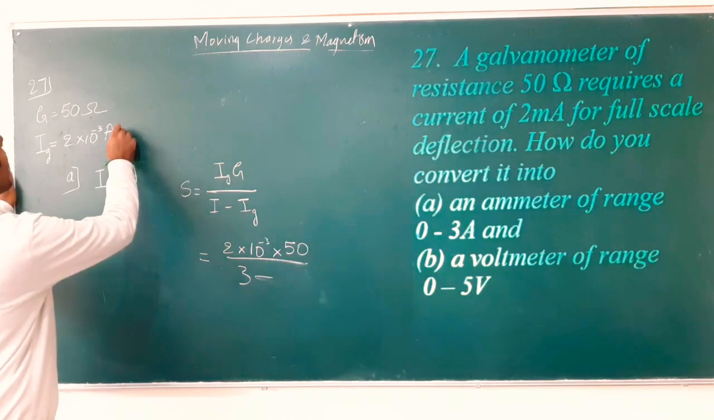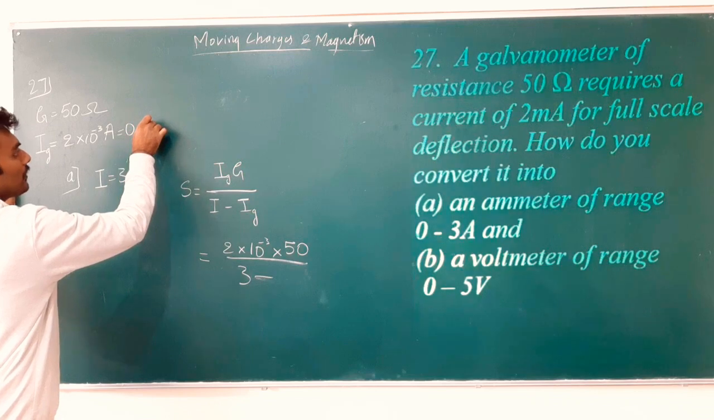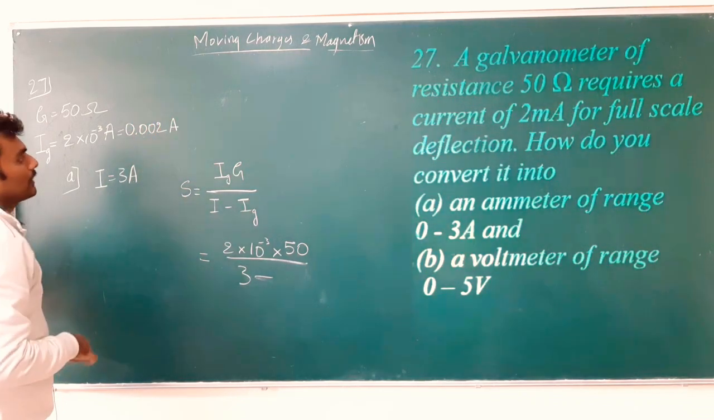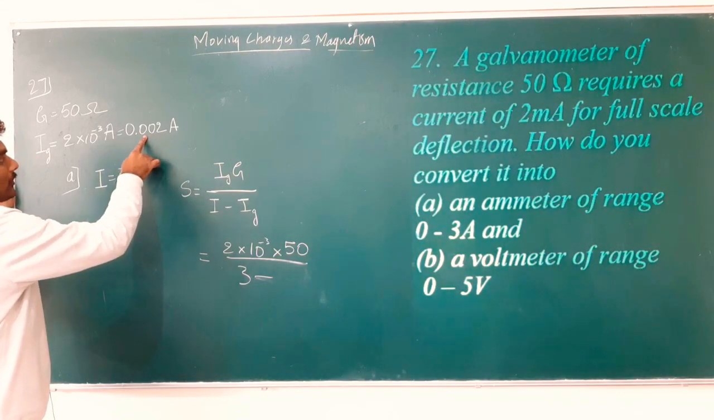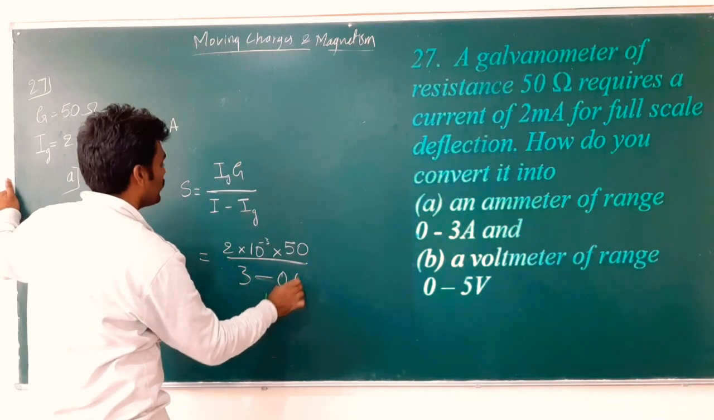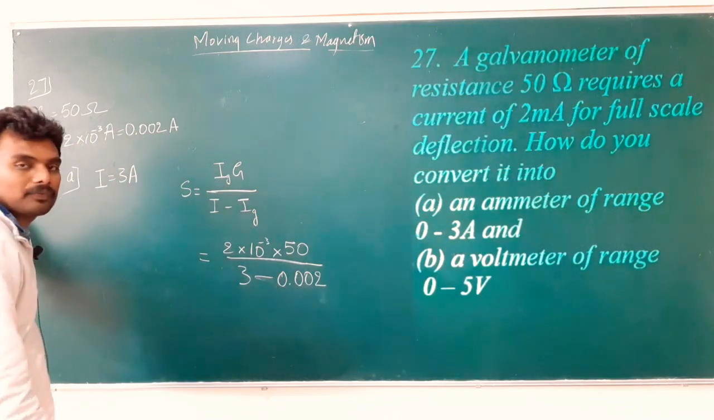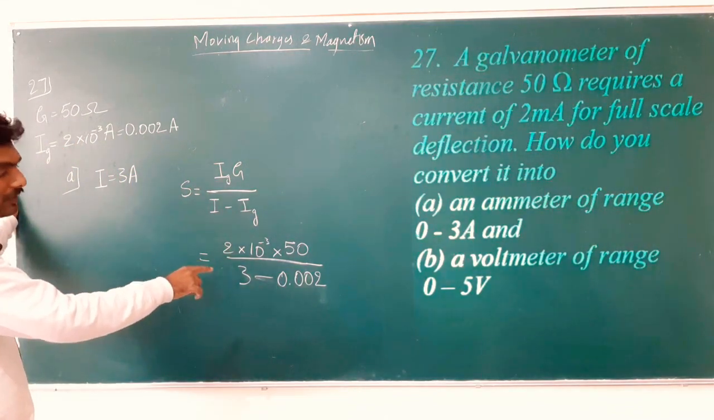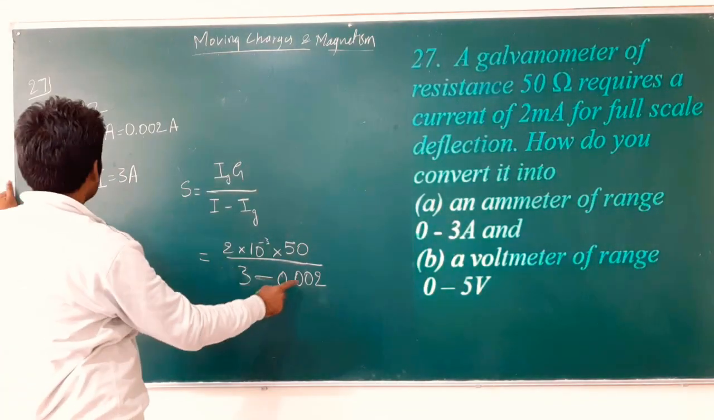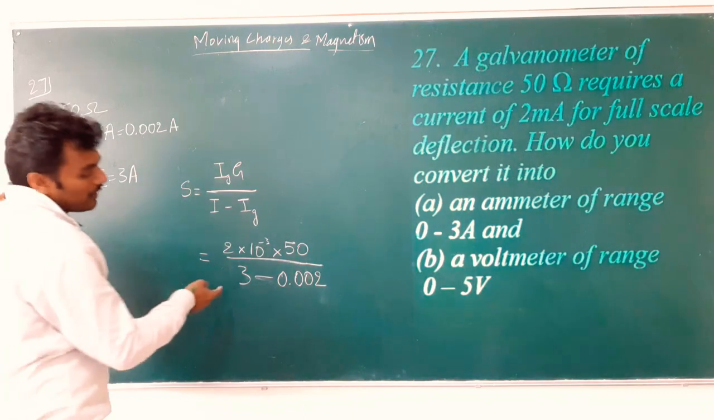2 into 10 to the power of minus 3 can also be taken as 0.002 ampere, right? So you should put that value here. It is 3 minus 0.002, which will be close to 3 itself. But you should keep the value as 0.002 ampere, because if you take that 2 into 10 to the power of minus 3, you might get confused, okay? Because there is no power with 3.